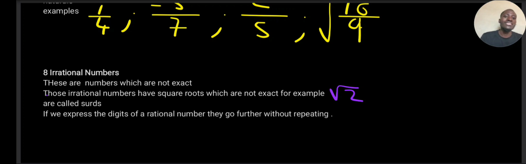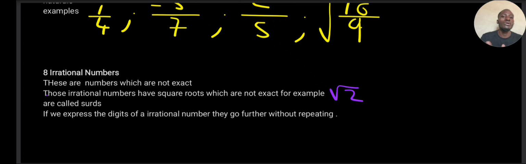If we express the digits of an irrational number, they go on further without repeating. Take for example the square root of 2. If you punch the square root of 2 on a calculator, the answer is going to be 1.4142, and the digits keep on going, right?